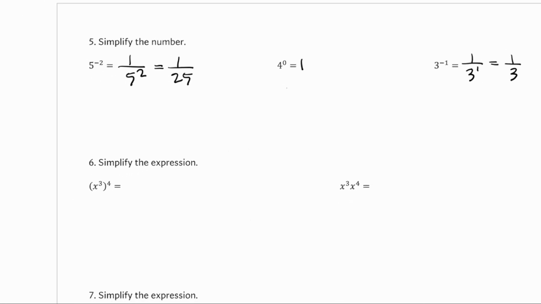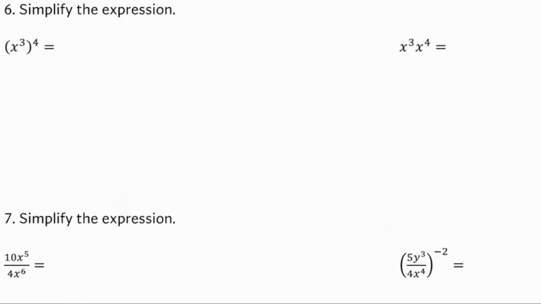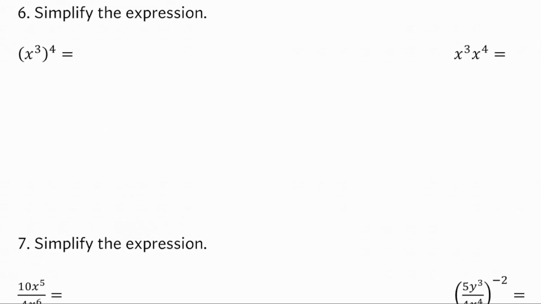All right, here, it looks like we're ending with some easier ones. So simplify the expression, x to the 3 to the 4th power, that would be 4 of these, so we would add them together and we get x to the 12. That's why we multiply the exponents in that scenario. And then x to the 3 times x to the 4, that would be x to the 3 plus 4, and that's going to be x to the 7.